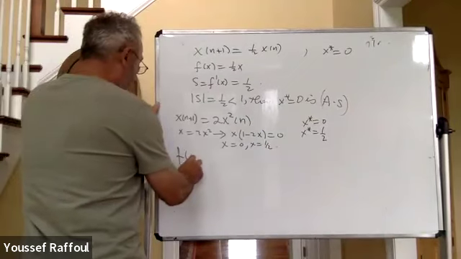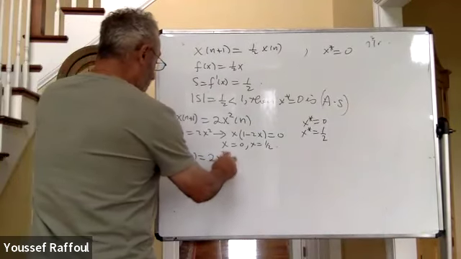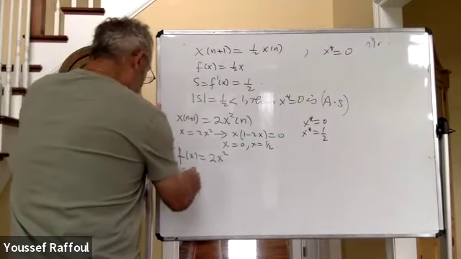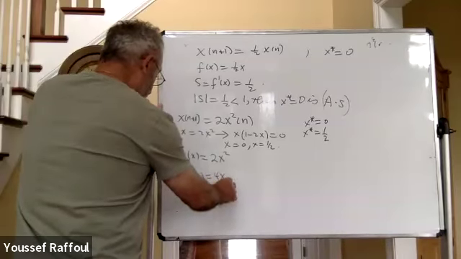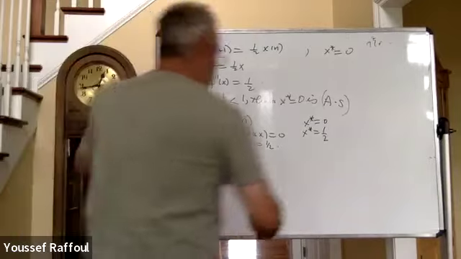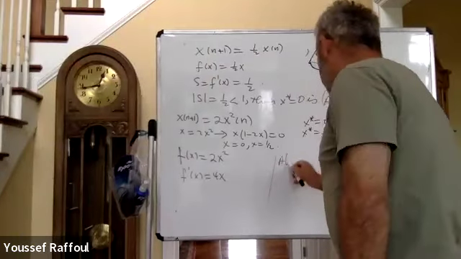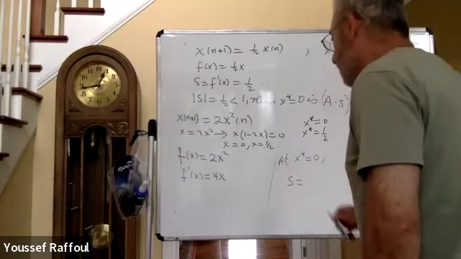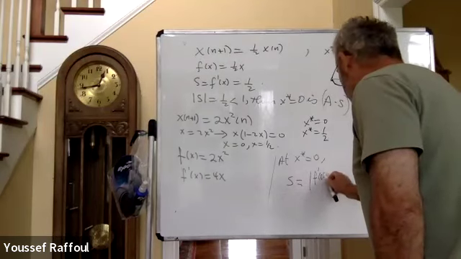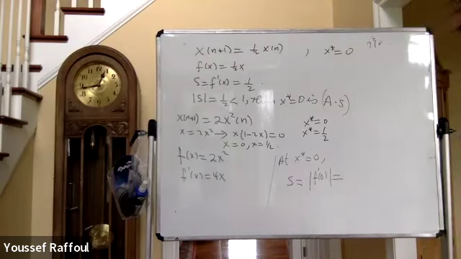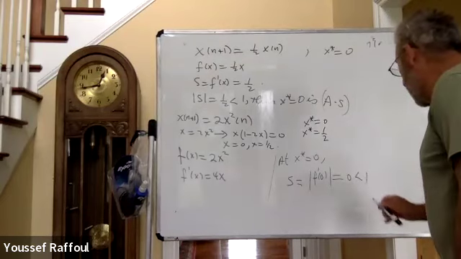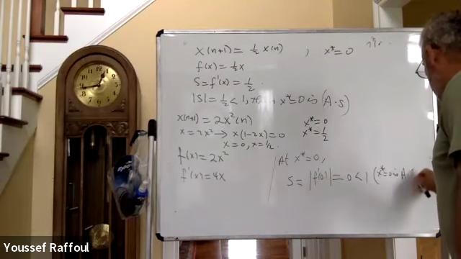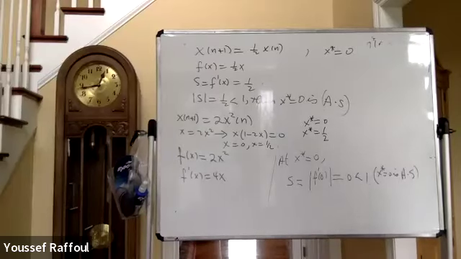So in our case, f(x) is 2x squared. All right, so f'(x) is 4x. So at x* equals 0, s is f'(0). And what is that? That is 0, less than 1. So x* equals 0 is asymptotically stable. Okay?